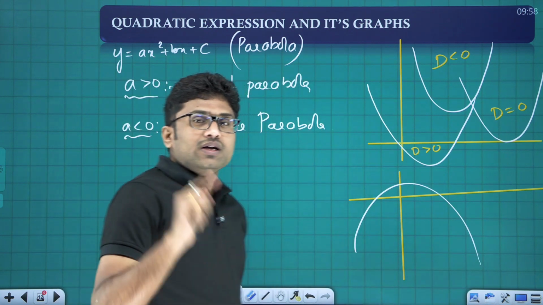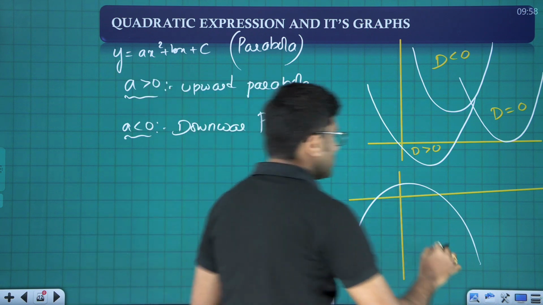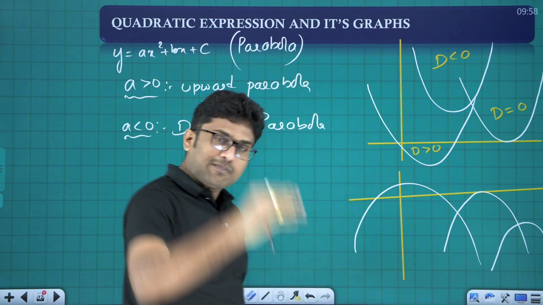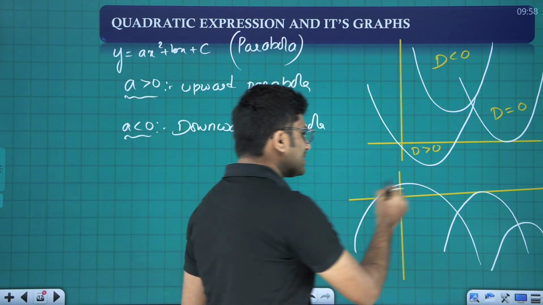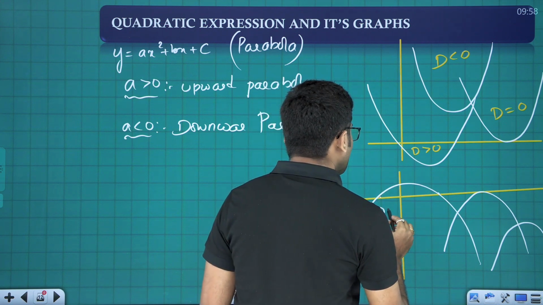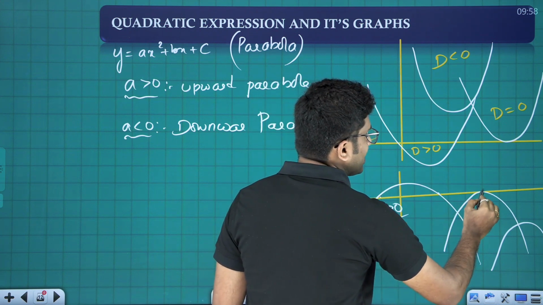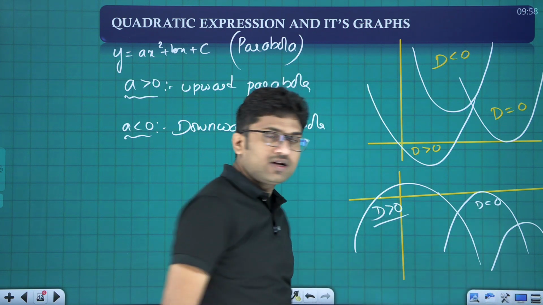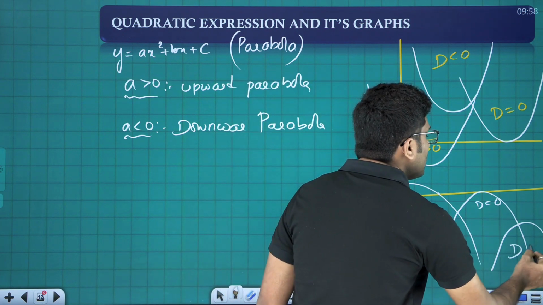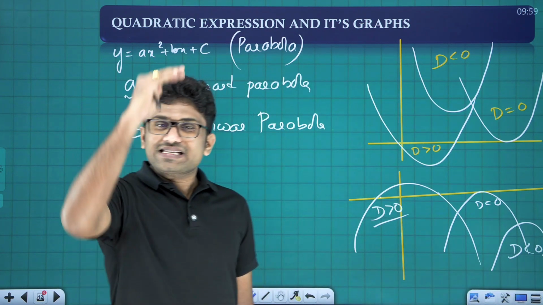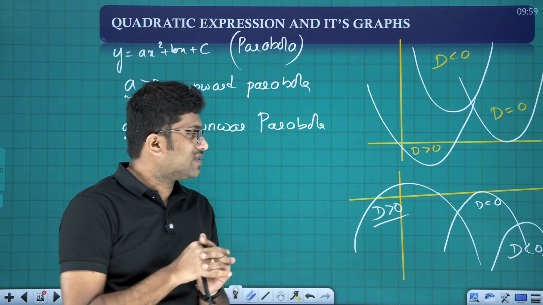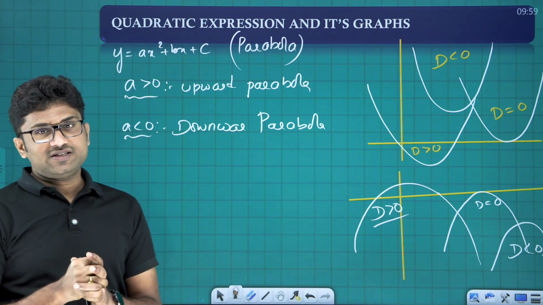Now, with respect to a downward parabola, again, it can be drawn in three cases. Number one, intersecting the x-axis at two distinct points. Number two, touching the x-axis. Number three, lying completely below the x-axis. If it intersects the x-axis at two distinct points, the discriminant will be greater than 0. If it touches the x-axis, the discriminant will be equal to 0, and D will be less than 0 if it lies completely below the x-axis.